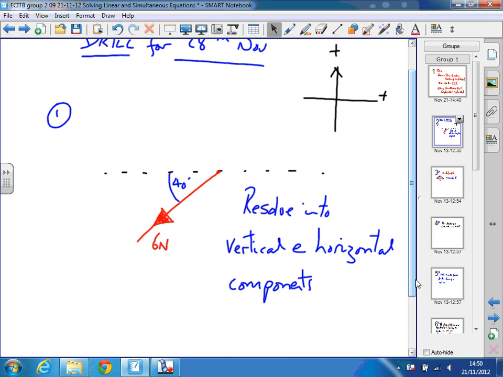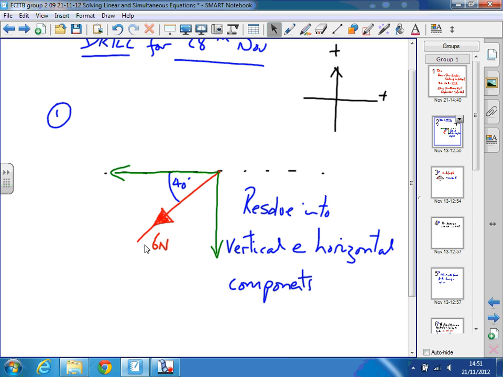So resolving this into its vertical and horizontal components, this force here of 6 newtons, which is acting from this point down here. What is the vertical and the horizontal effect of that force? What's the vertical and horizontal components of that force? So by sketching it, you can see roughly which direction those vertical and horizontal components are going to be acting in.